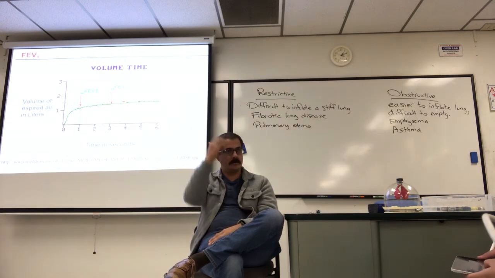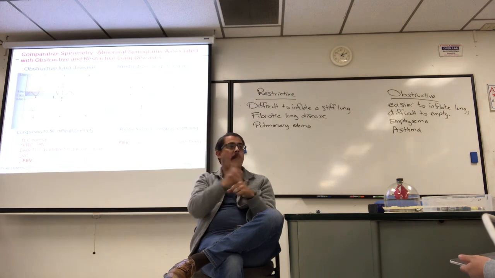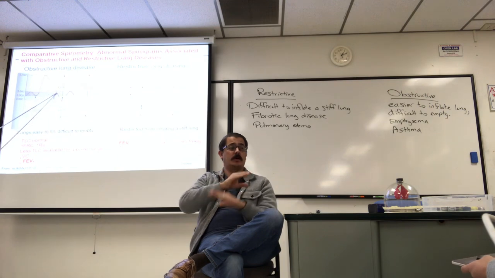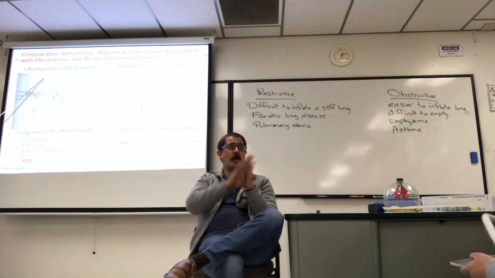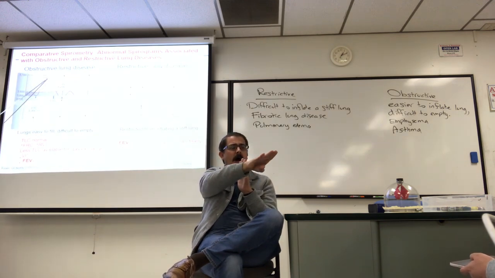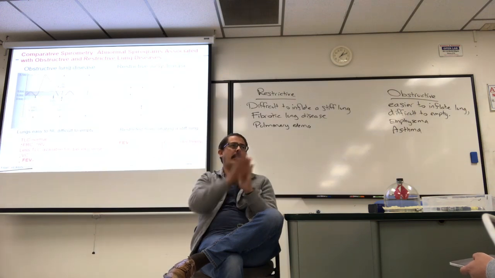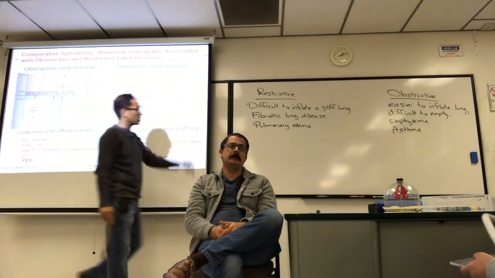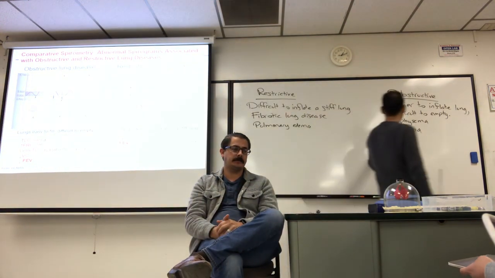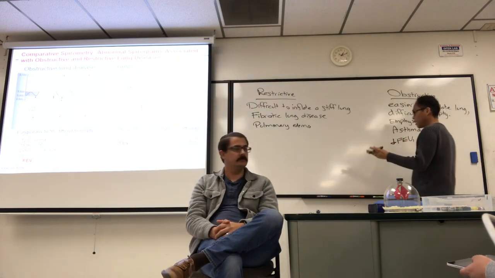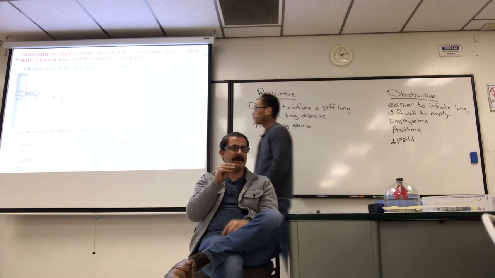Now, if you look at the regular spirograms, obstruction, see this long slope? Normally, this should be more straight up and down. But because it's difficult to empty the lungs, it kind of goes out slower. And what you might notice is I would note that FEV1 may be compromised for us. You just can't empty the lungs normally.